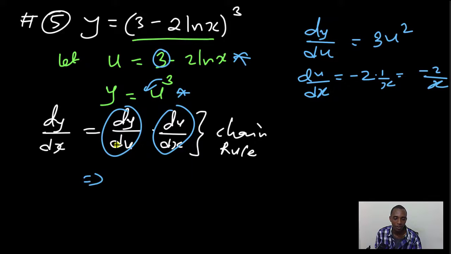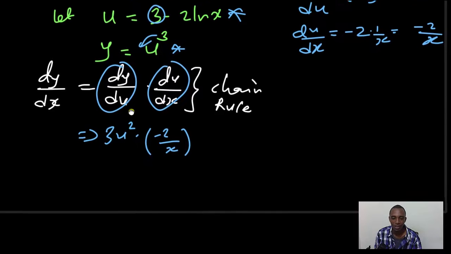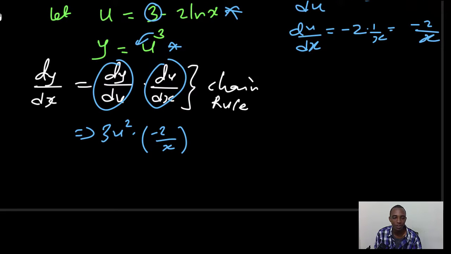I'll put everything together here. So dy/du is 3u squared, and du/dx is negative 2 over x. Of course I've got to put back u. I have to substitute back the value of u in terms of x, but that could depend on how the question is asked. Sometimes they want you to find the derivative in terms of u, sometimes in terms of x. For this problem, we'll put back everything in x.